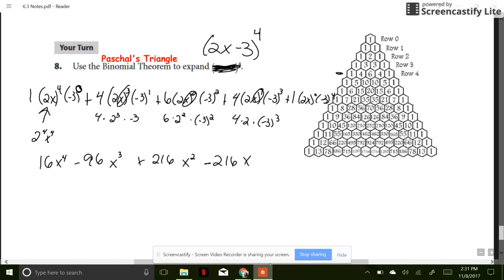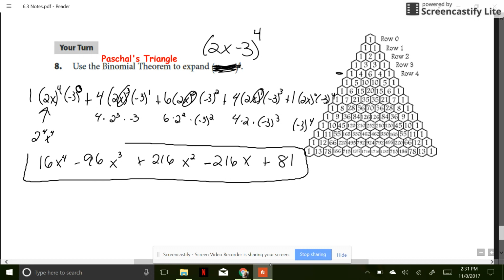And then our last term here, we're not going to have any x's. It's going to be positive, though. It's going to be negative 3 to the fourth. So that is going to become 81. And that is going to be our solution.